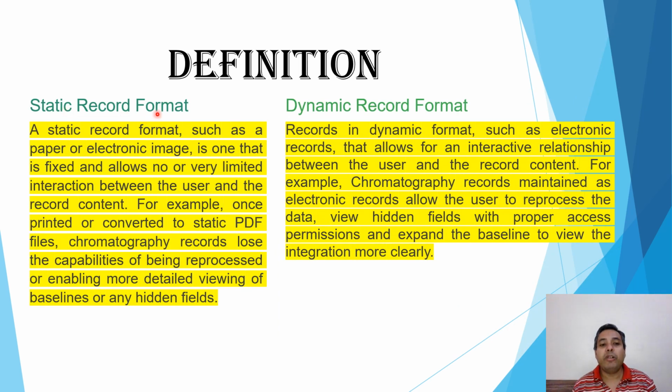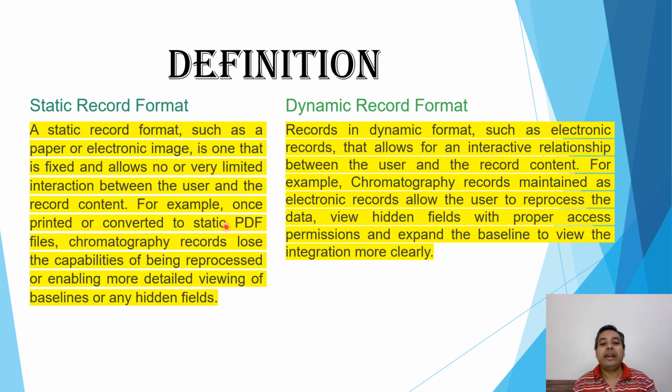Now about static record format and dynamic record format. From the definition itself, you can assume that the static record format is one which remains rigid, which cannot be moved, and the dynamic record format is the one which is movable, which can be changed. For example, dynamic record format can be found in electronic records that allow an interactive relationship between the user and the record content. For example, any chromatographic record maintained as an electronic record where the user can reprocess the data. He can set the baseline so that the integration can be done properly and clearly.